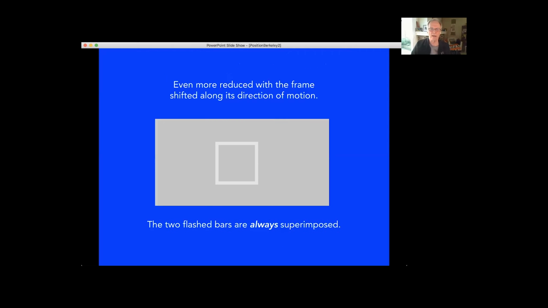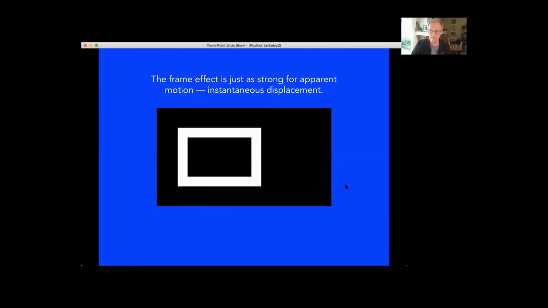But here I find a different story. You may or may not. So again, inside the frame, there's a large effect. But when the frame moves off in the same direction as the motion, now I find very little effect. A little bit, some still left. So it does seem to matter about being inside the frame to some extent.